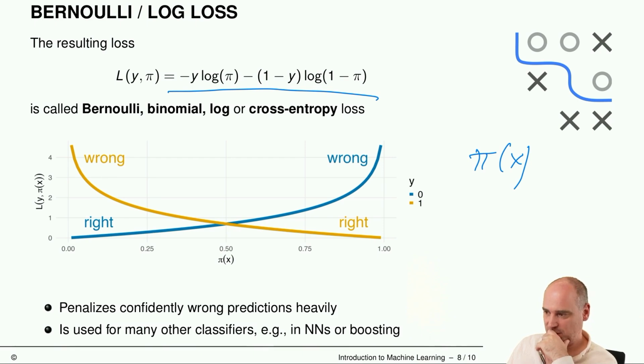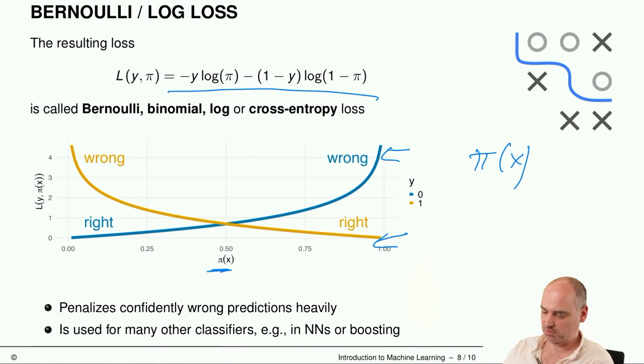So in order for us to understand this a little bit better, I have visualized this here. I've visualized this in terms of pi, and I've now drawn two curves. One for the positive class, which is this orange curve here, and one where we're in the negative class, and you can see they are pretty symmetrical.